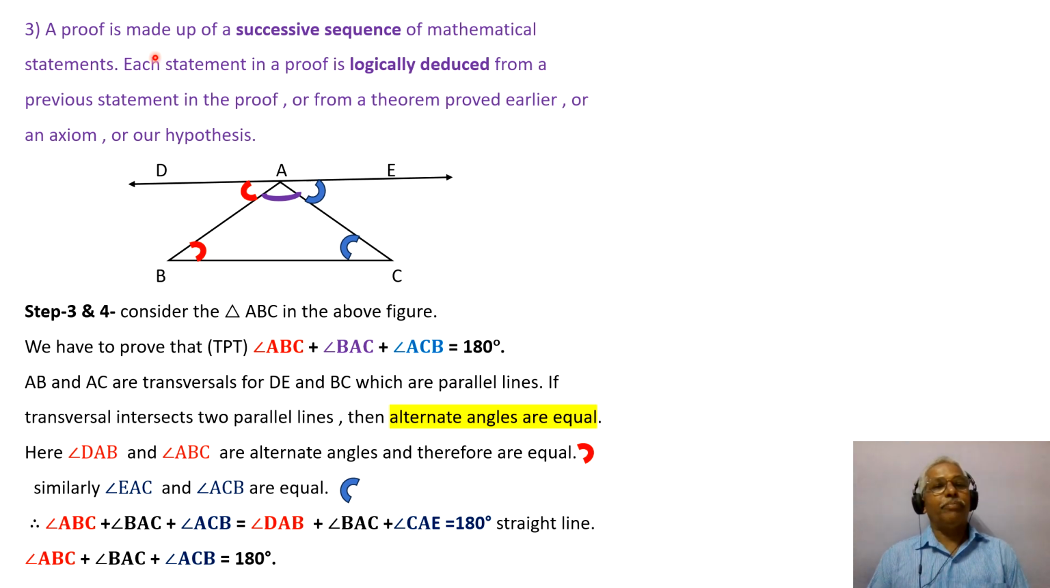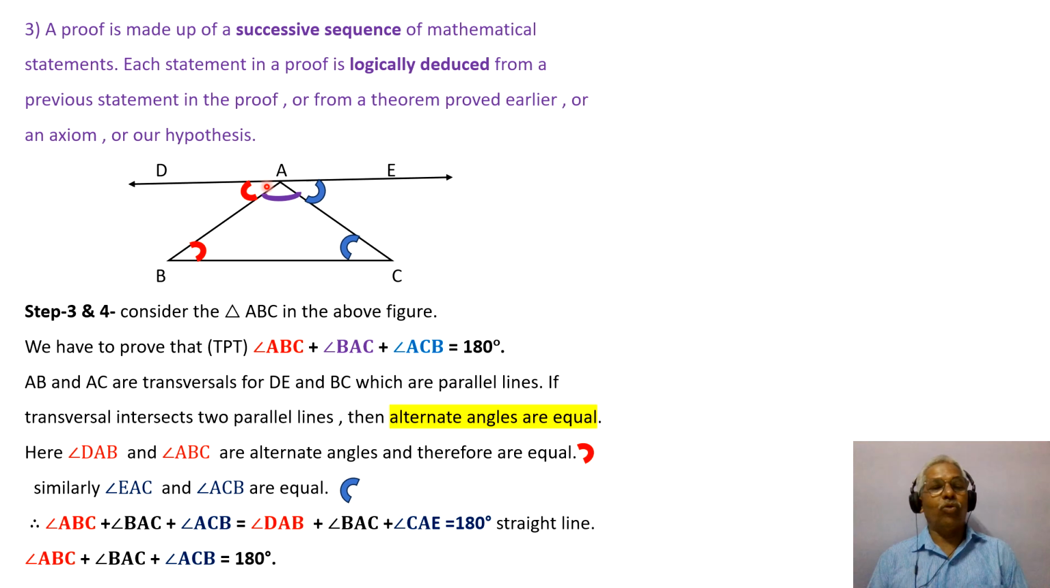A proof is made up of a successive sequence of mathematical statements. One statement, then another statement, then another statement, like that, a successive sequence. Now see here, we just don't write any statement like that. Each statement in a proof is logically deduced from a previous statement in the proof, or from a theorem proved earlier, or an axiom or our hypothesis.